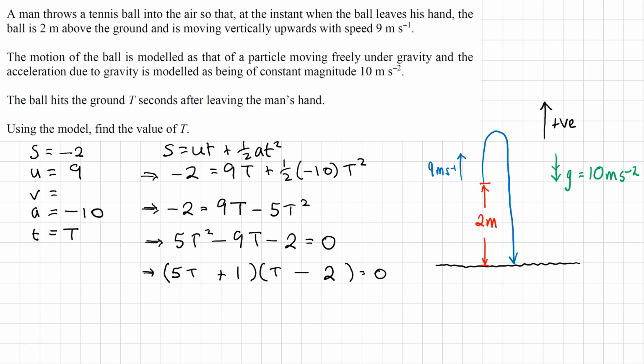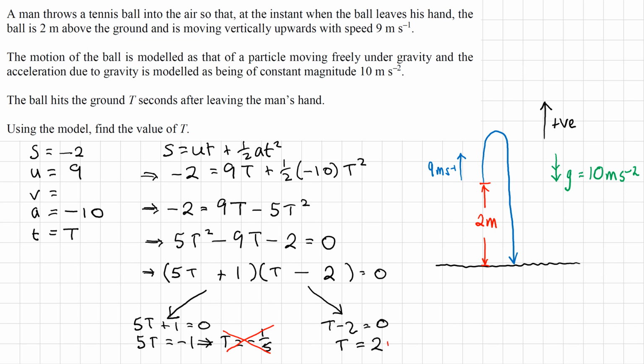So from this I can work out what the values of t are. From the first bracket, 5t plus 1 is equal to 0, which means that 5t is equal to -1. That will give me t is equal to -1/5. I'll reject that solution because t can't be negative. And then for the other bracket, that's t minus 2 is equal to 0. That gives t is equal to 2. That's fine. I'm happy with that solution.